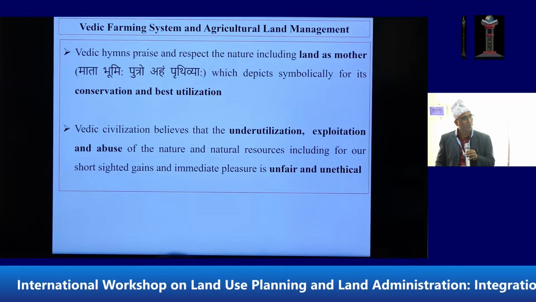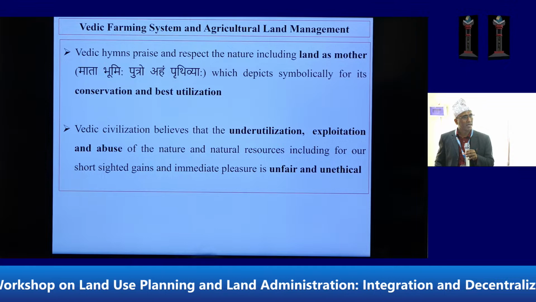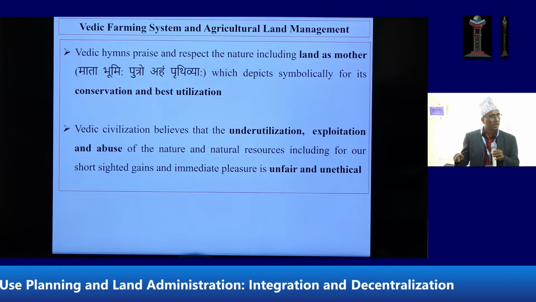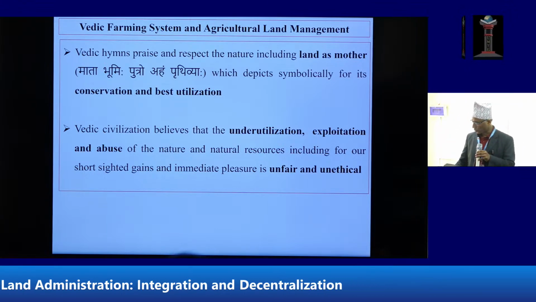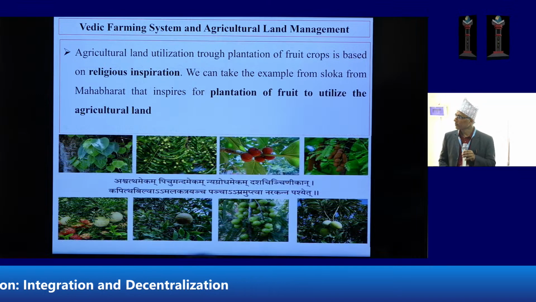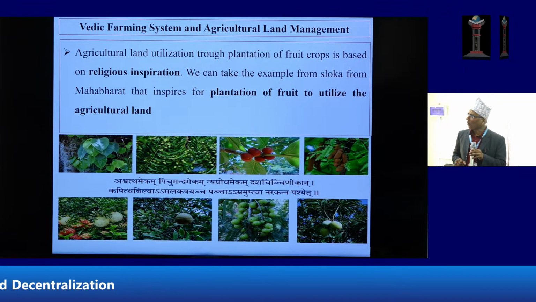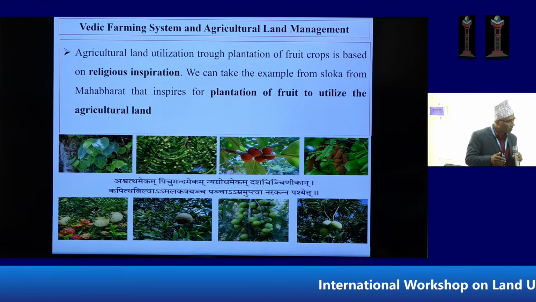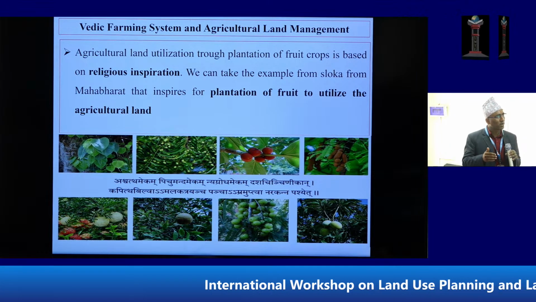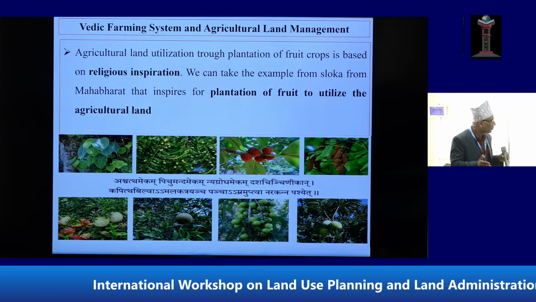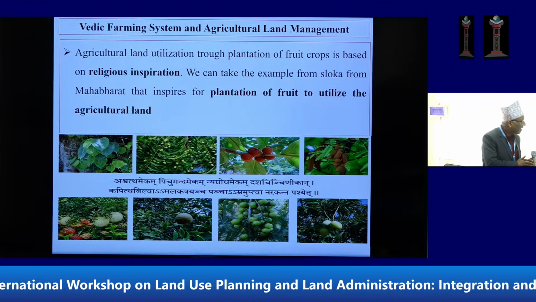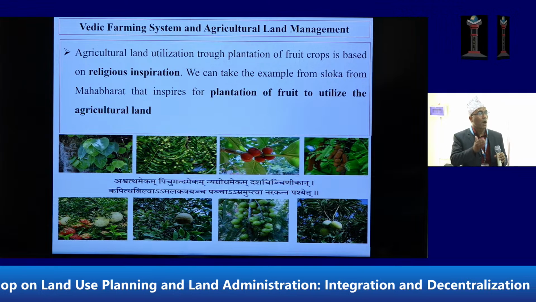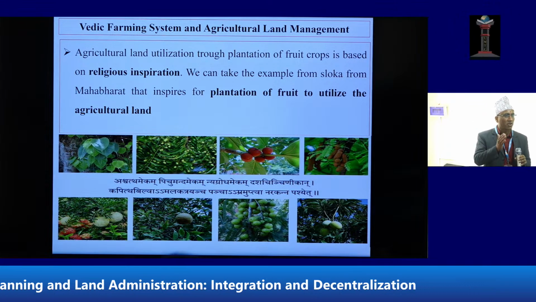It means there must be proper utilization of land, and there must be proper land use planning and land use policy. And the next one is, how can we utilize the abandoned land, or the fallow land? There are many Vedic slokas that don't directly mention fallow land or abandoned land, but they speak of how we can best utilize the agricultural land.